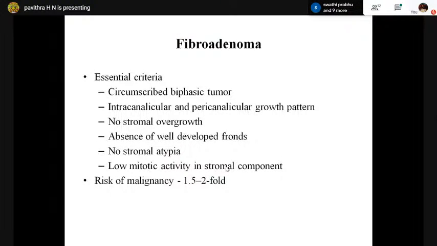So again, the essential criteria given by WHO: circumscribed, intracanalicular and pericanalicular pattern, no stromal overgrowth, absence of well-developed fronds, no stromal atypia, low mitotic activity in stromal cells. Risk of malignancy is 1.5 to 2-fold.